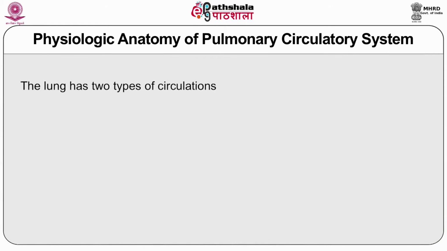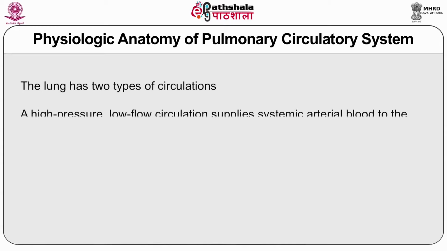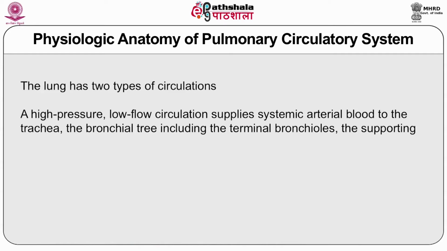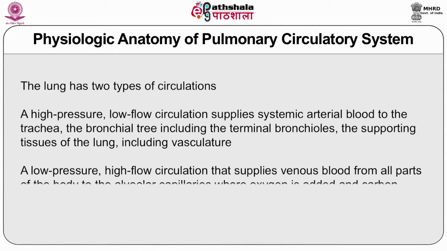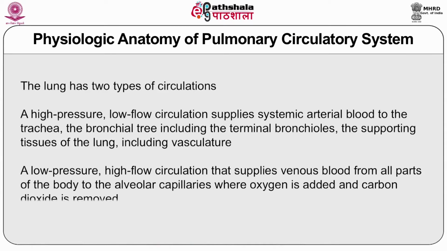The lung has two types of circulation. First is a high pressure and low flow circulation. It supplies systemic arterial blood to the trachea, the bronchial tree, including terminal bronchioles, and the supporting tissue of the lung, including vasculature. The second is a low pressure high flow circulation that supplies venous blood from all parts of the body to the alveolar capillaries, where oxygen is added and carbon dioxide is removed.